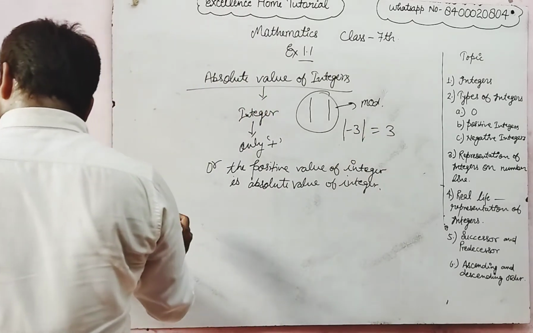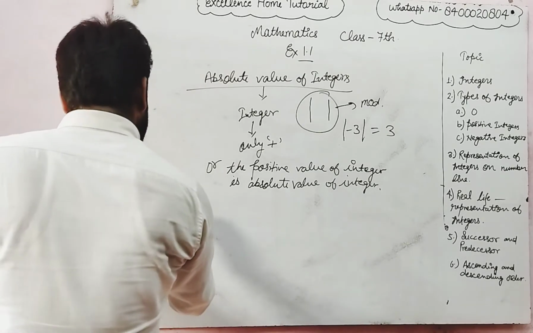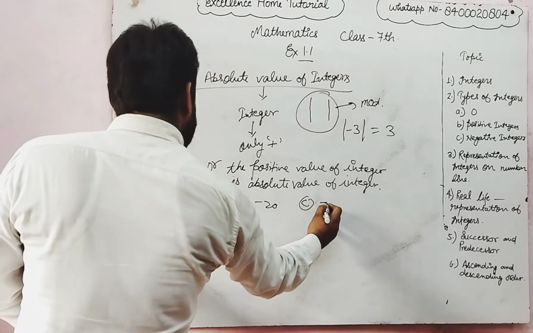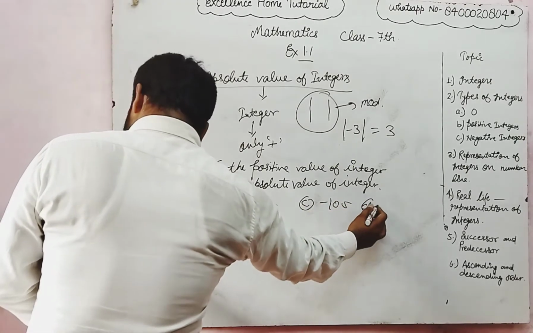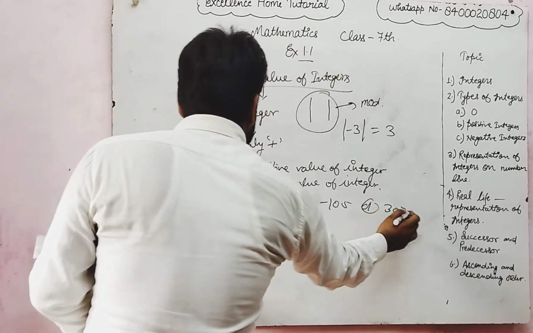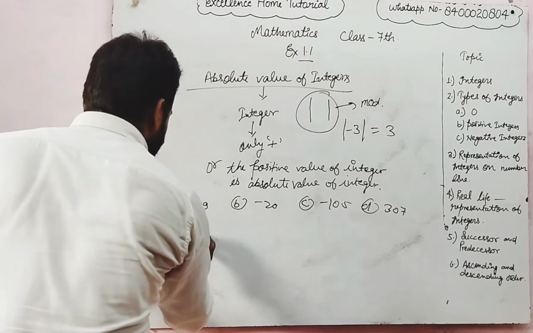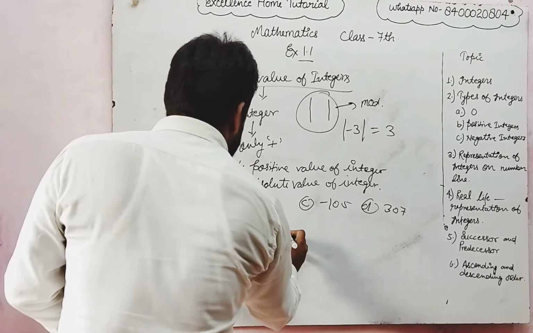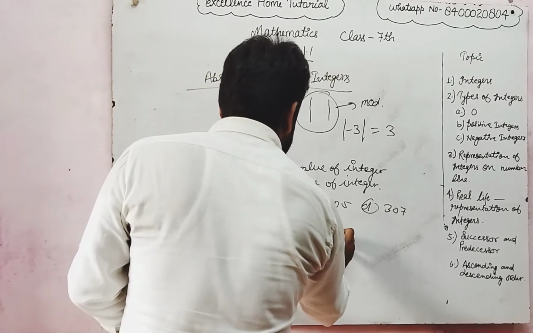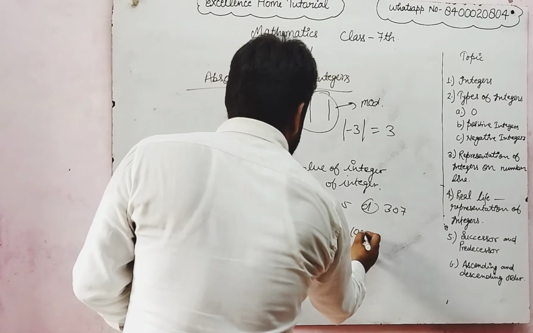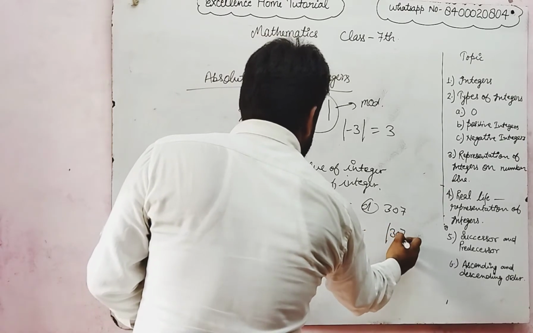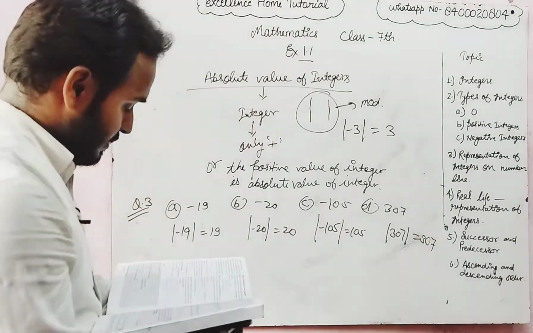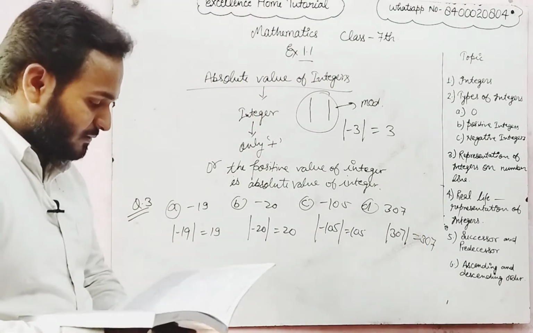So question number 3, find out the absolute value of the integers: a is minus 19, b is minus 20, c is minus 105, d is 307. Their solution is mod of minus 19 equal to 19, mod of minus 20 is equal to 20, mod of minus 105 equal to 105, mod of 307 equal to 307. This is the answer regarding absolute value of integers.